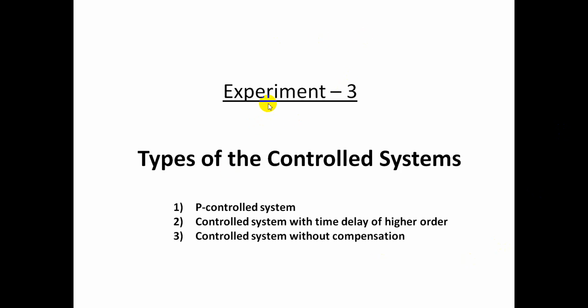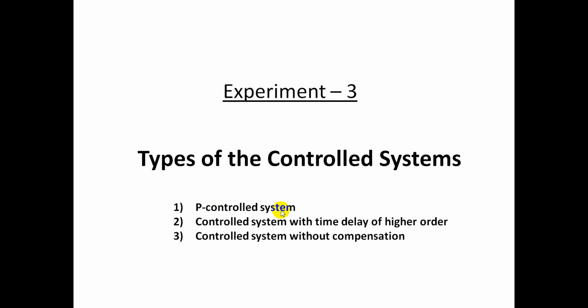Bismillahirrahmanirrahim. Dear students, let's start with Experiment 3 of the Automatic Control System part of Electrical Testing 3. Experiment 3 is about studying the types of control systems. This experiment has 3 sub-experiments.